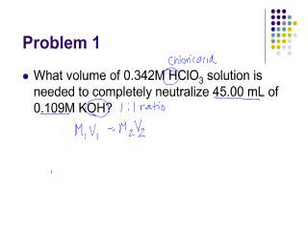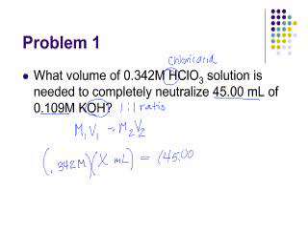So we had 0.342 molar chloric acid. We want to know its volume. All right. We can work with milliliters as long as your units are the same on both sides. It doesn't really matter what concentration unit you're using or what volume unit you're using. And we had 45.00 milliliters of 0.109 molar KOH.